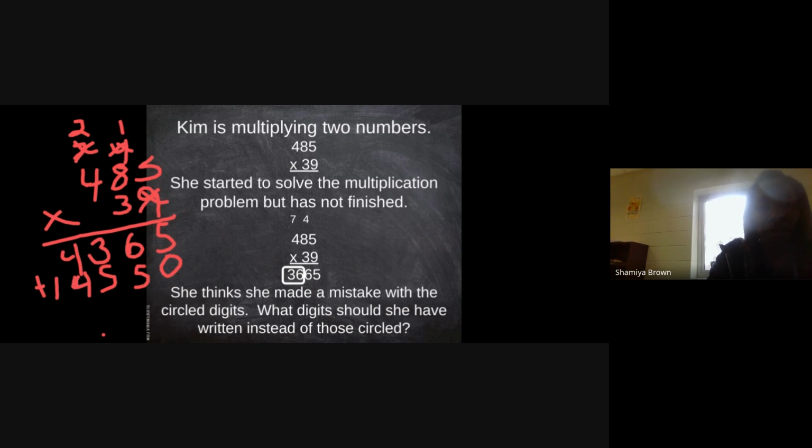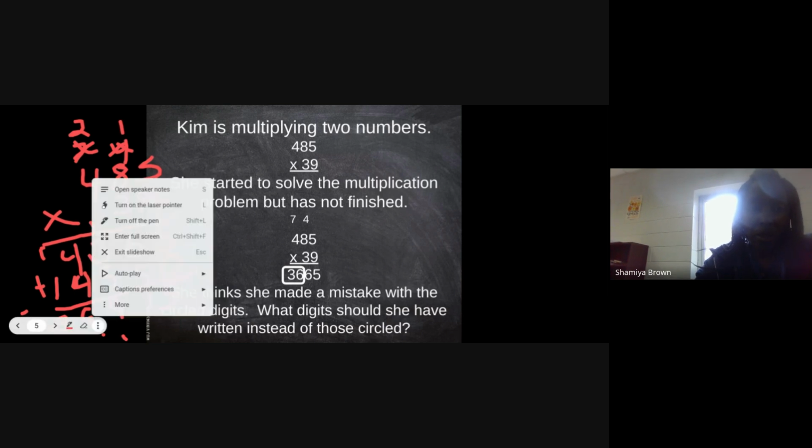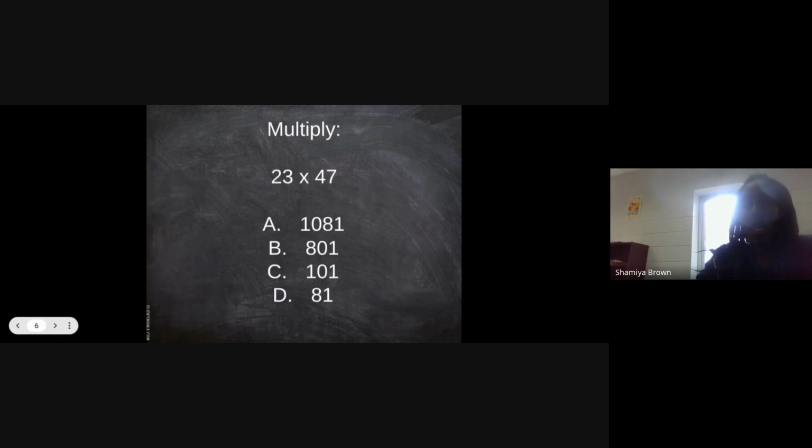Now I'm going to add it up. 5, 1, carry my 1, 8, 9 right here. Then 4 plus 4 is 16. Then that's 2. So I got 26,915. All right, let's go to the next one.